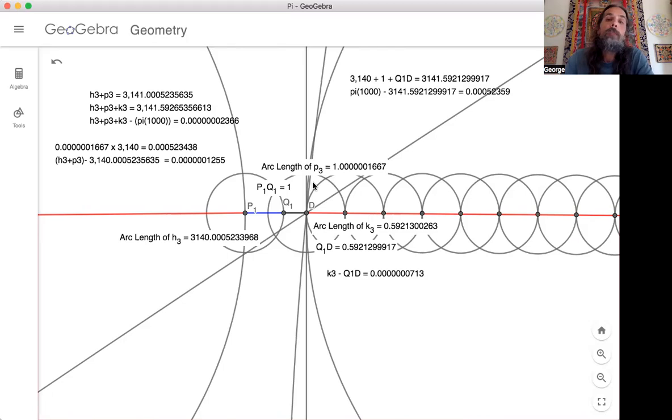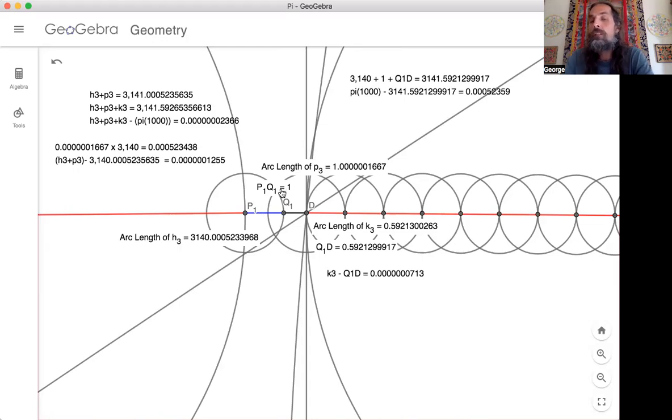So, okay, let me just describe. So we got 1. So the unit lengths here are all 1. So this should be 3,141. So the arc length here is 3,140.00523. All right, so what I want to do here is measure the arc length of the remainder here, which is the portion that would be 1. Okay, so P1 to Q1, that arc length, which is the arc length right above 1.